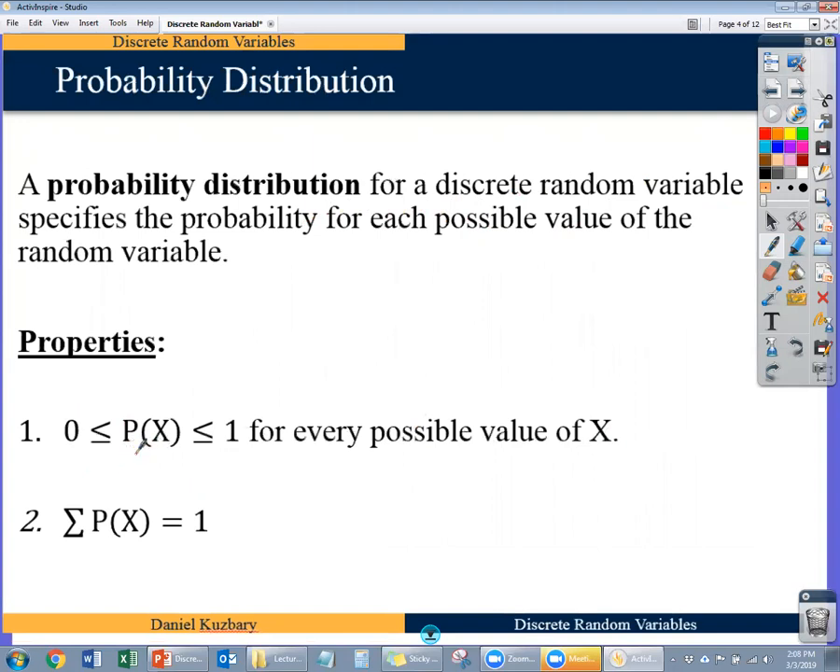So the first property is that all the probabilities each have to be between 0 and 1, including those 2 endpoints, so a probability could be 0 or 1. For each possible value, the sum of the probabilities has to equal 1, and we've seen that before too.